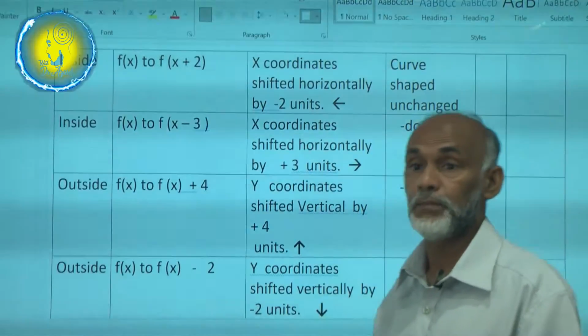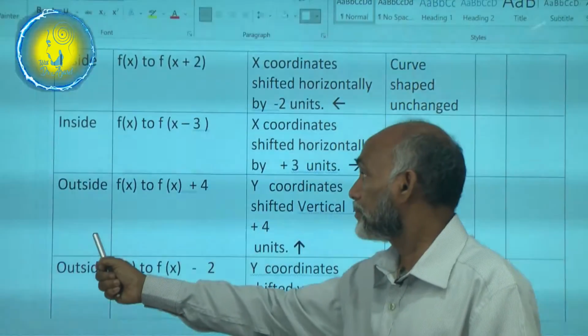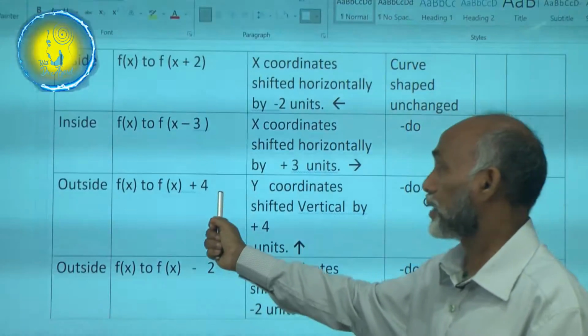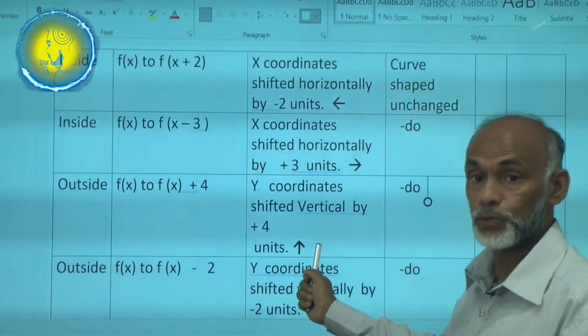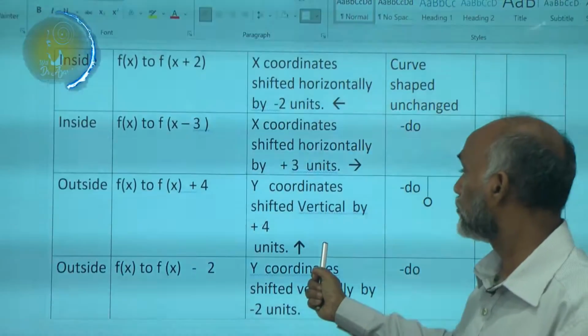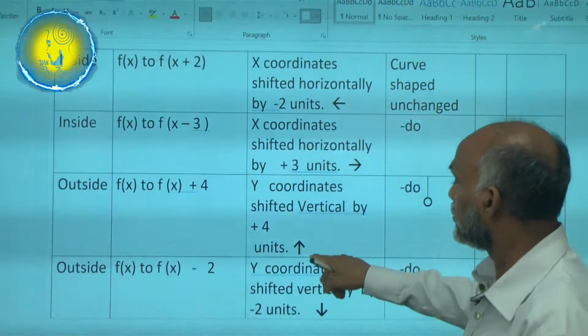This table will be available for students. In case the function is added outside by 4, here is the effect, how the transformation is happening. Shifted vertically by 4, that means upward.